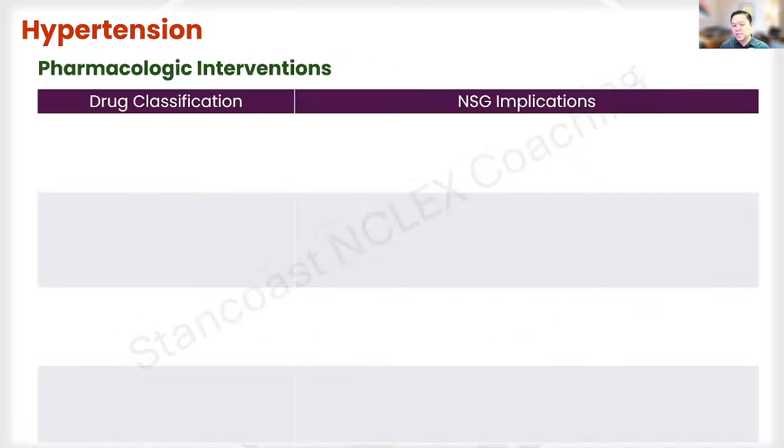Now, this time we're going to talk about the different pharmacological interventions. I'm simply putting them in a table right now in order to capture the different drug classifications. There are so many antihypertensives, but we will focus on the most commonly used antihypertensive medications and focus on the nursing applications as well. Part of the antihypertensive regimen, usually the medical provider will start prescribing diuretics. And most of the time it can include the thiazide diuretics.